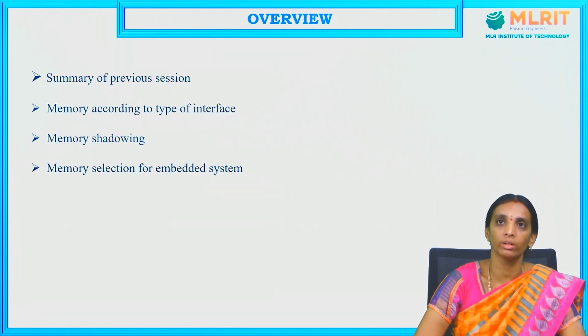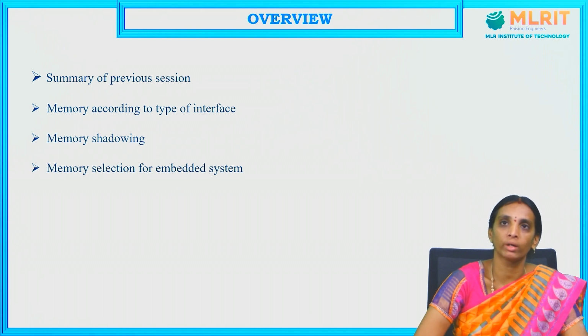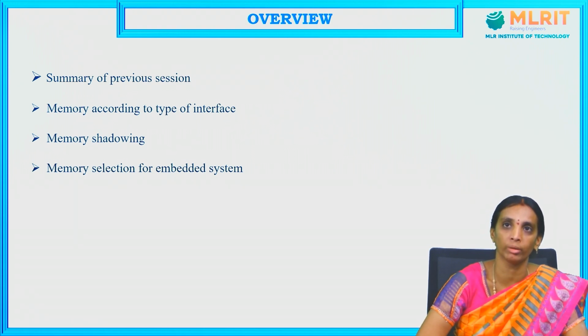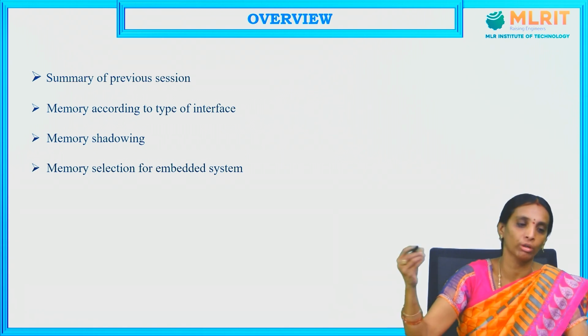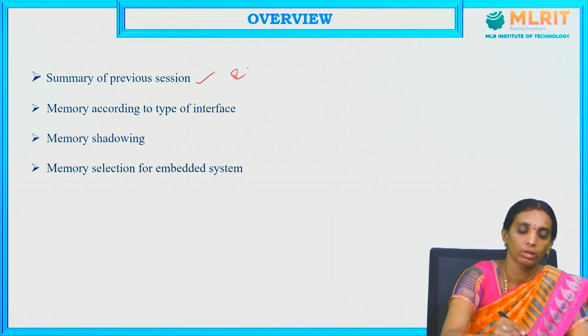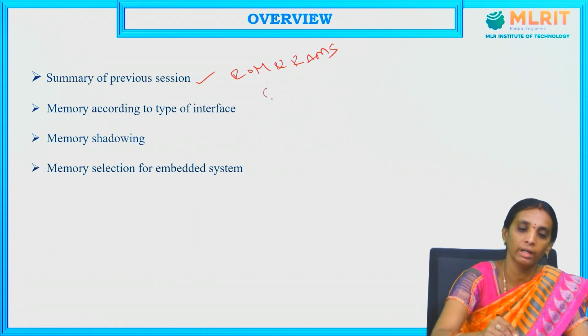In the previous session, we discussed what memory is used for embedded system design and what the different types of memories available for embedded systems are. We saw the types of ROM, read-only memory, and types of RAM, random access memory. We discussed all types of ROM and RAM in previous sessions, and flash memory also.